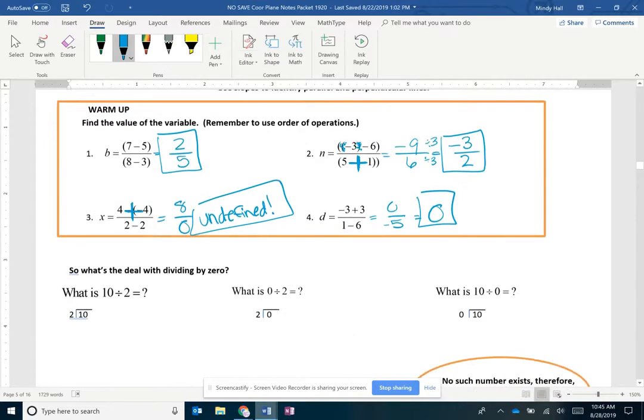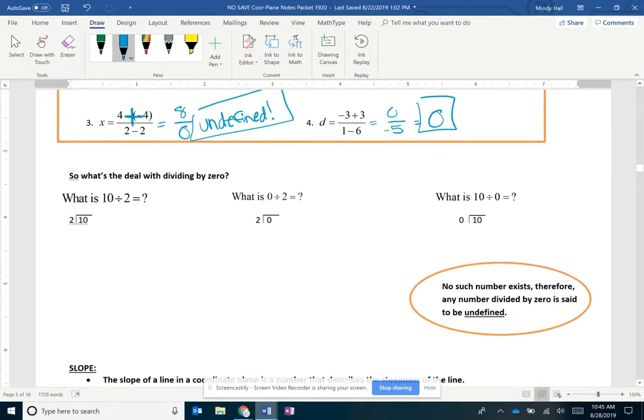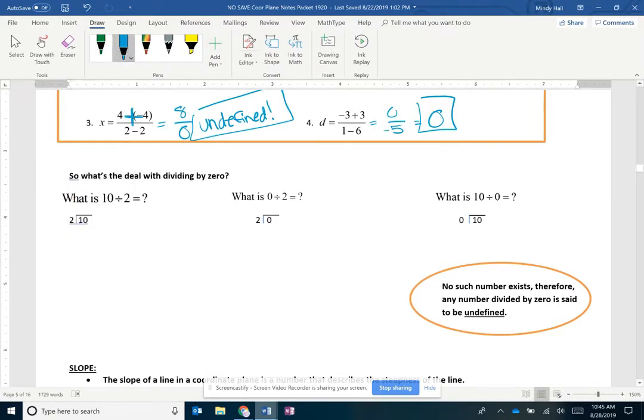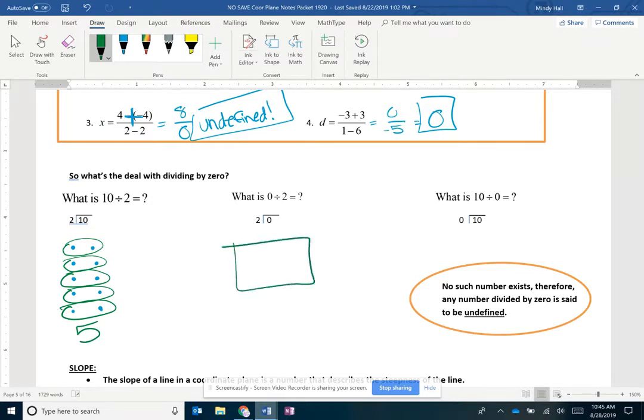So the deal with dividing by 0, there is actually a legitimate reason. So if we had 10 divided by 2, think of it like this: if I had 10 dots, 10 divided by 2 is how many groups can I make of 2? So I can make all of these groups of 2, and I have 5 groups, so it's 5. Voila, I have my answer. If I have 0 divided by 2, I have nothing. Divided by 2, I can't make any groups of 2, so there are 0 groups of 2.